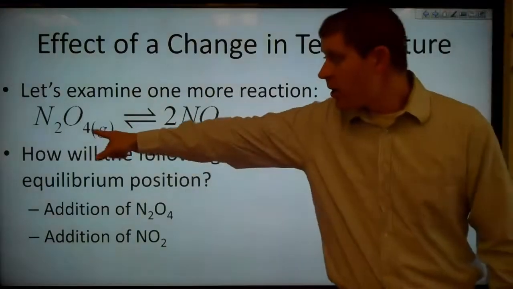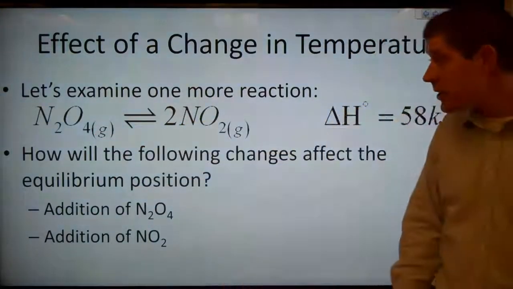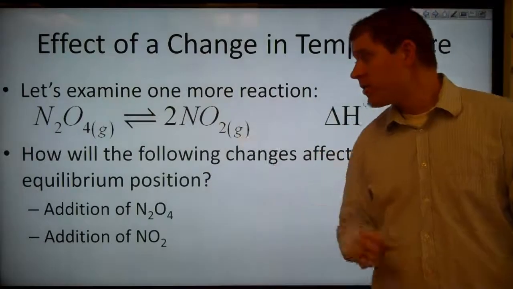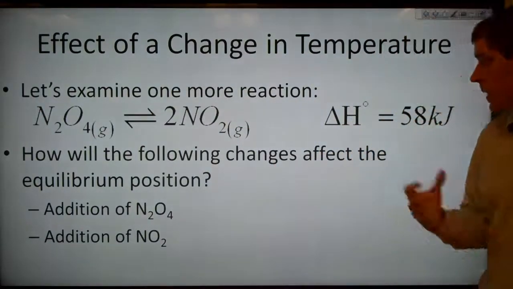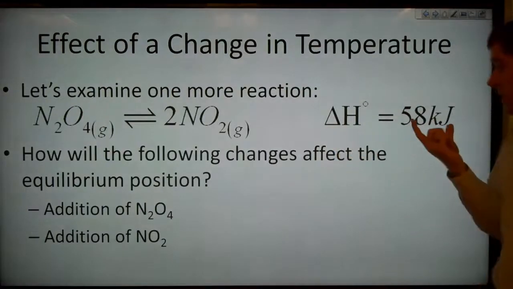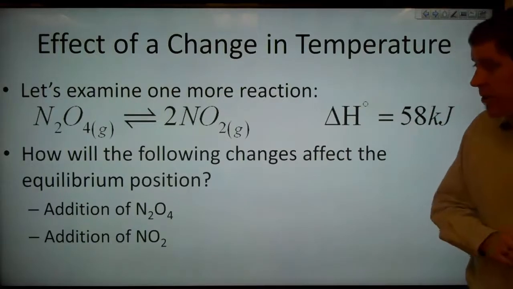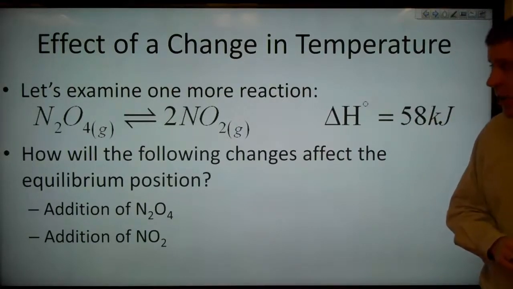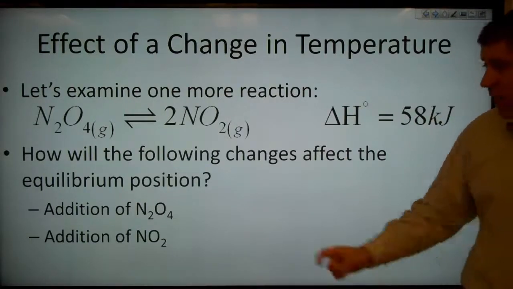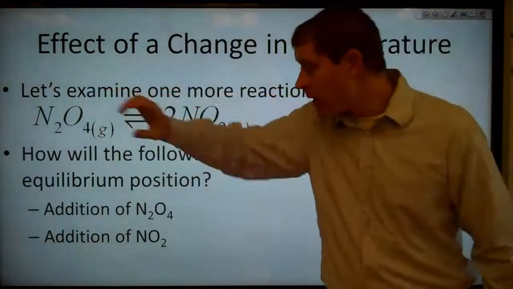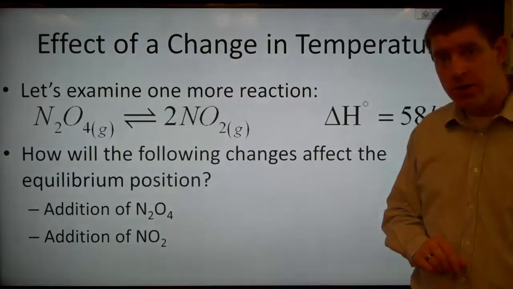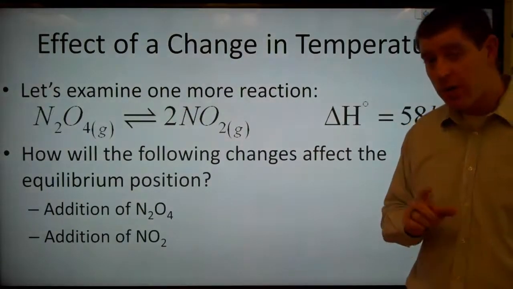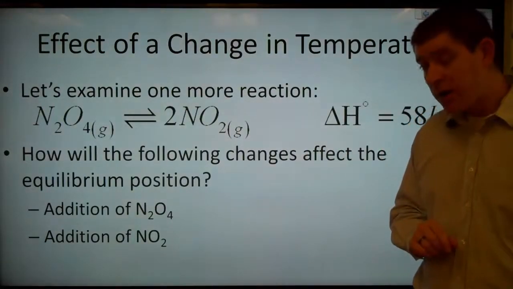So we have here N2O4, dinitrogen tetroxide, in equilibrium with nitrogen dioxide, NO2, and the enthalpy change there is 58 kilojoules. So how will each of these changes affect the equilibrium position? If we add some more N2O4, how is that going to change things? If we add NO2, how is that going to change things? I want you to pause the video and think for yourself what effect these will have.